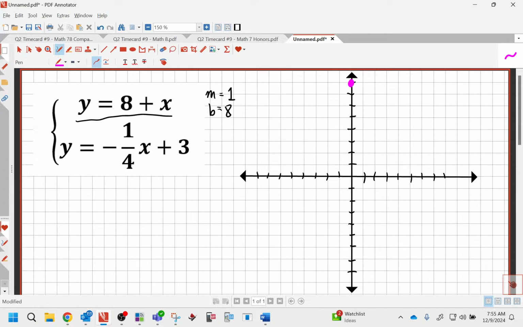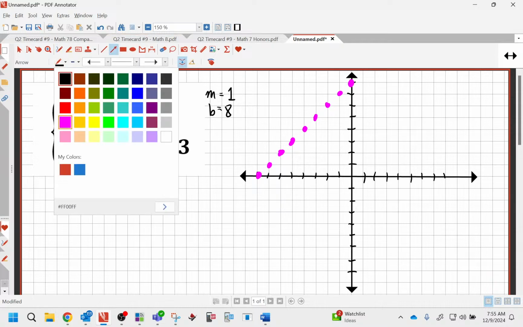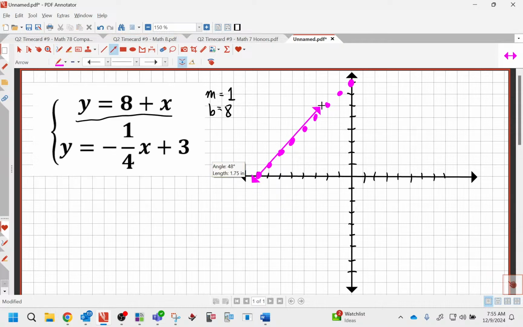Up 8, very good. And then? Down 1, left 1, very good. Down 1, left 1. And I'm going to put every single dot that I can on there because you never know which one is the one that we need to hit. Okay, how many of us are able to graph that okay on number 1? You guys doing good? Excellent, thank you, Justin.